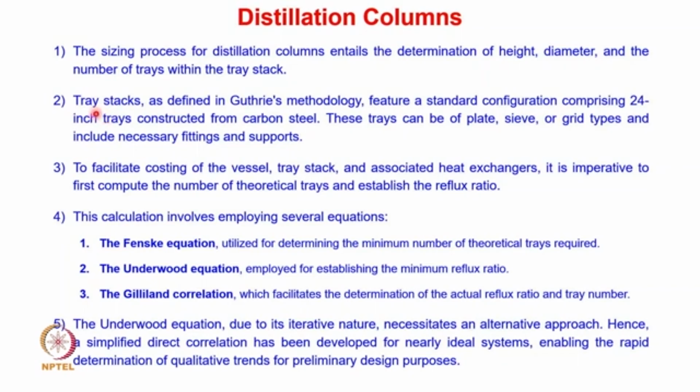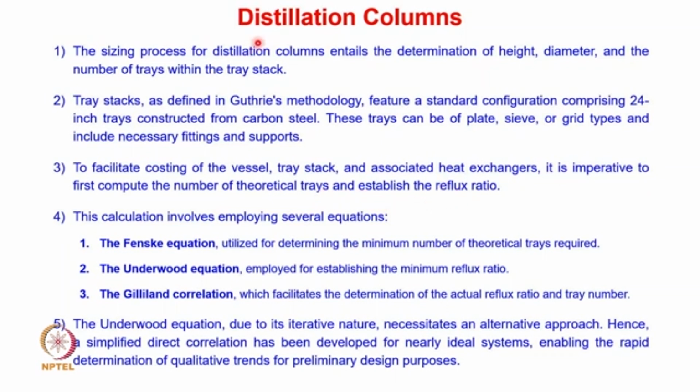If you are taking a tray stack, in Guthrie's methodology this features a standard configuration comprising 24-inch trays constructed from carbon steel. So if you look at Guthrie's methodology for distillation columns, it involves these 24-inch trays constructed from carbon steel. These trays can be of plate, sieve or grid type and include necessary fittings and supports. To facilitate costing of the vessel, tray stack and associated heat exchangers, it is imperative to first compute the number of theoretical trays and establish the reflux ratio.